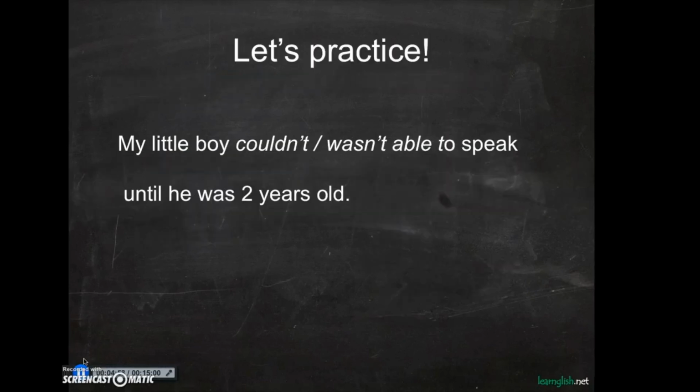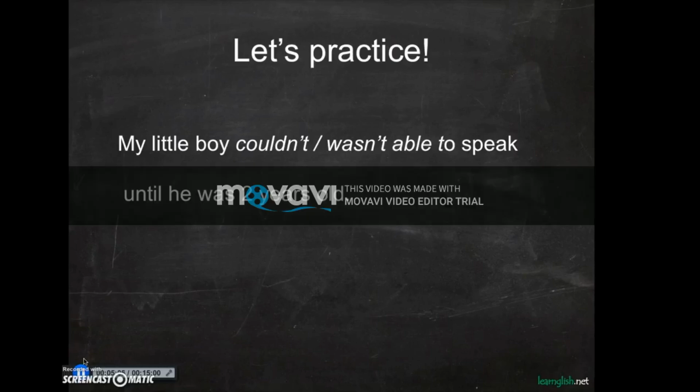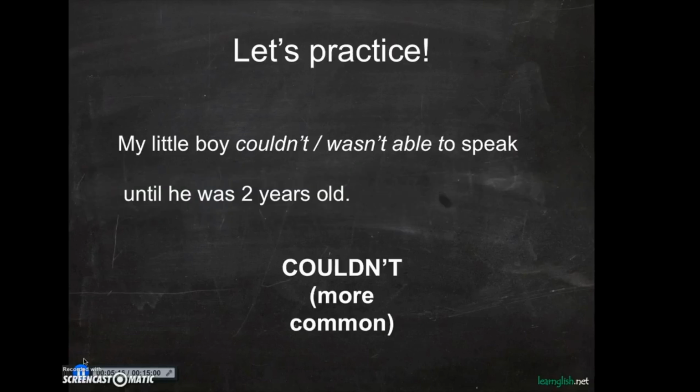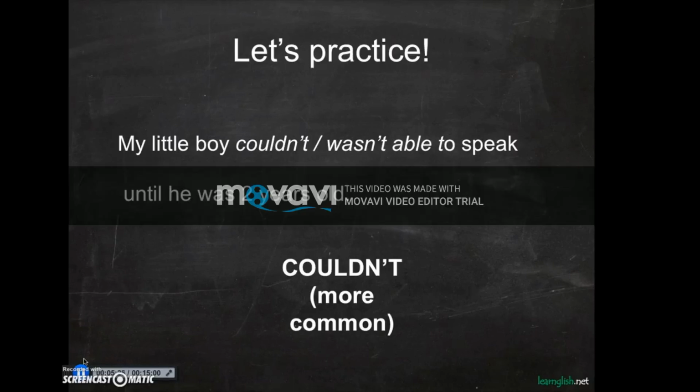You have here an example. My little boy couldn't speak until he was 2 years old, or my little boy wasn't able to speak until he was 2 years old. You need to decide which is right. Okay, the right answer is couldn't. My little boy couldn't speak until he was 2 years old, because if you remember, when we have a negative in the past, we prefer to use couldn't because it's much more common than wasn't able to. Wasn't able to is correct, but it's not that common.